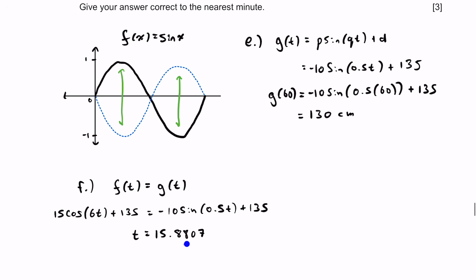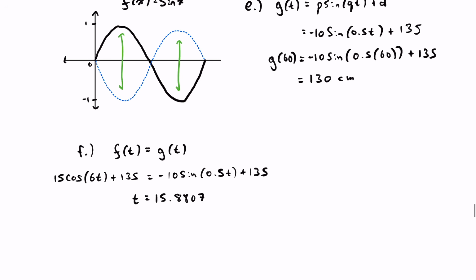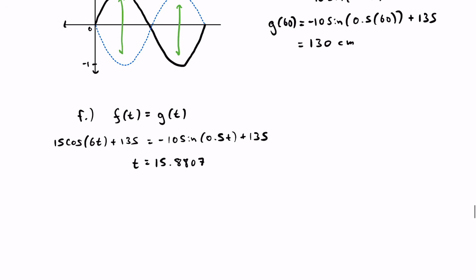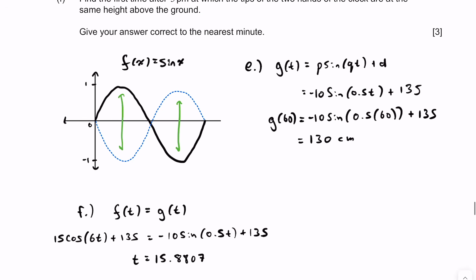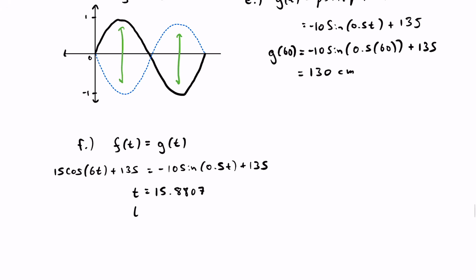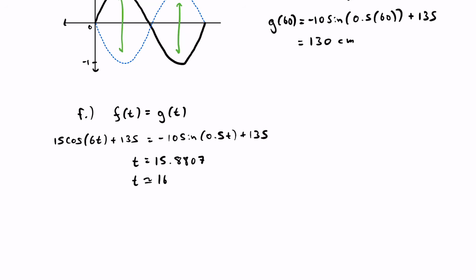It wouldn't show 15.8807. It would show 3, so 3 p.m. plus 15 minutes, and then 0.88. This would be, to the nearest minute, we could imagine this would be approximately equal to 16 minutes. So overall, the clock would show 3:16. I suppose this would be p.m. Okay. There we go.